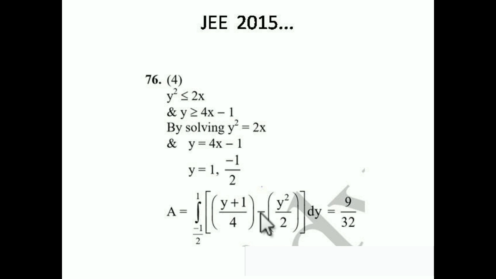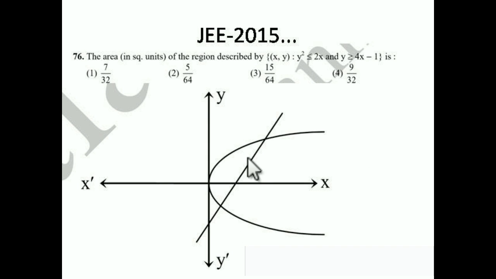Then line minus parabola. What is the equation of the line? x is equal to y plus 1 by 4, minus the parabola, that is y square by 2. And just simply integrate this. We all know the integration. I am not going into the integration part because it's very simple. You just have to do it by your own self. The main concept I taught here is line minus parabola.